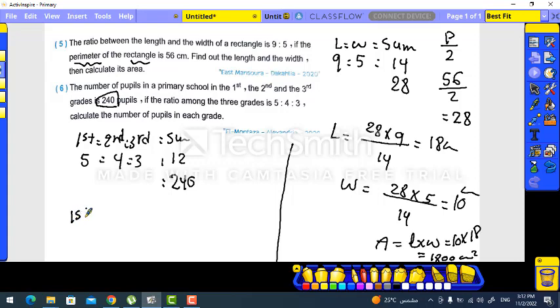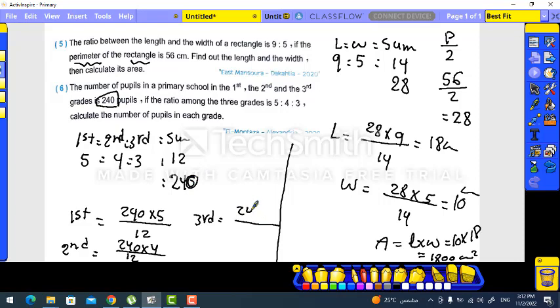Let's get the first. It will be 240 times 5 over 12. The second, 240 times 4 over 12. And the third by the same way, 240 times 3 over 12. This it will be 100, and it will be 80, and the last one is 60. Let's move to the last one.